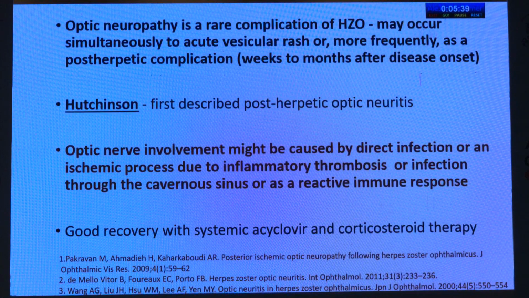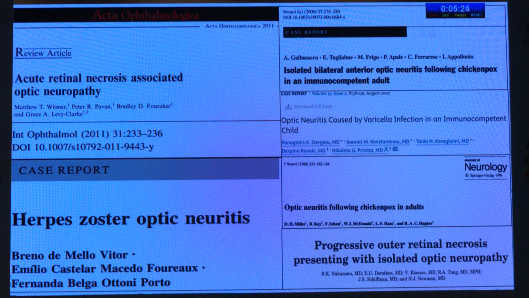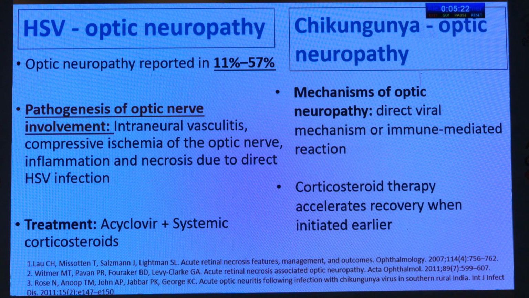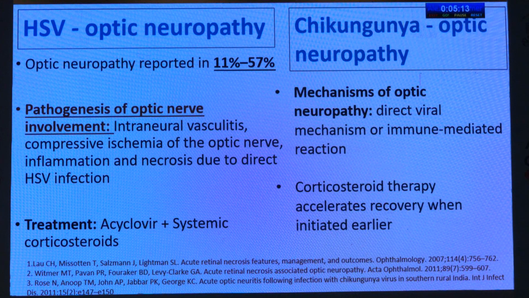antivirals. Another thing is the herpes zoster ophthalmicus associated optic neuropathy, which can occur simultaneously to the acute vesicular rash or frequently as a post-herpetic complication. And there is good recovery with systemic acyclovir and corticosteroid therapy. Next is HSV associated optic neuropathy, and the pathogenesis could be either due to intraneural vasculitis, compressive ischemia of the optic nerve, inflammation, and necrosis due to direct HSV infection.